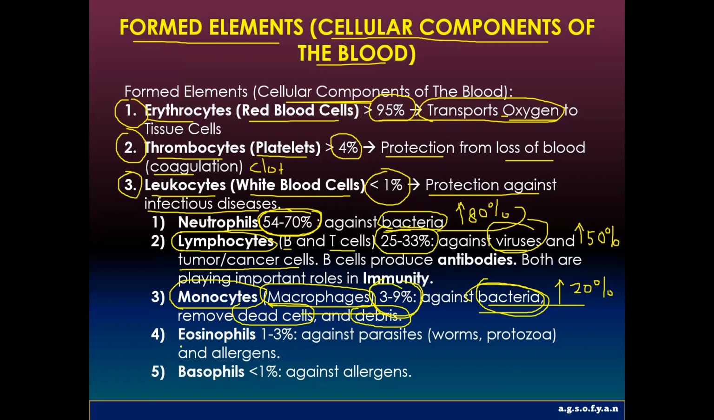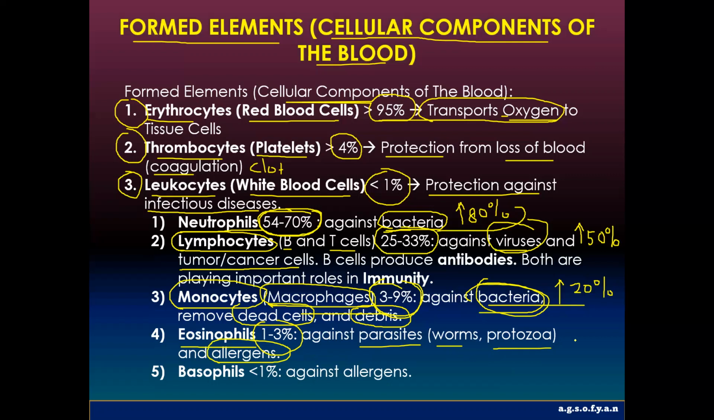The next one is called the eosinophils. It is only about 1 to 3% in our blood. And the main function of eosinophils is to fight against parasites like worms, protozoa like malaria, and also for fighting allergy or allergens.